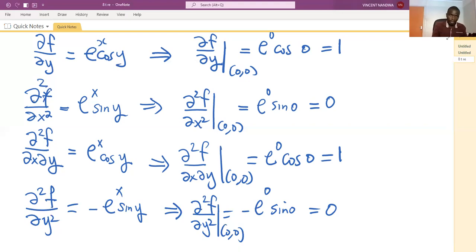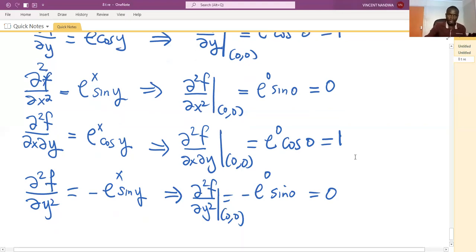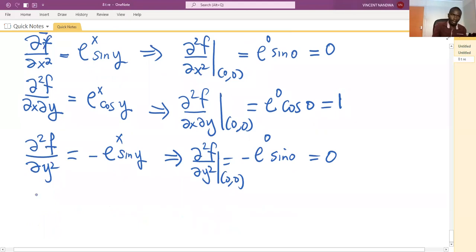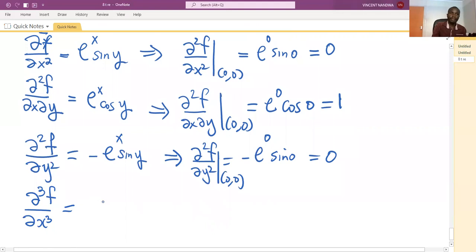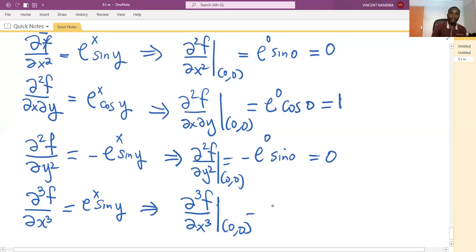So those are all the second order derivatives. Now let's go to the third order derivatives. So partial cubed f partial x cubed. You simply differentiate this partial squared f partial x squared with respect to x. So we get e raised to power x sine of y, which tells us that the value of this partial derivative at the point 0, 0 will be e raised to power 0 sine 0, which is just 0.